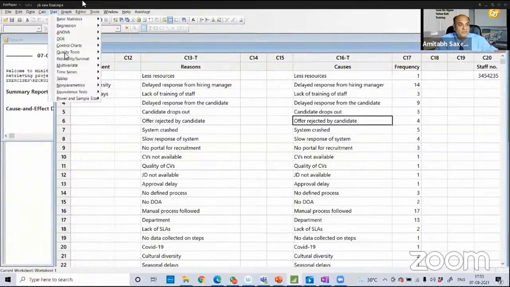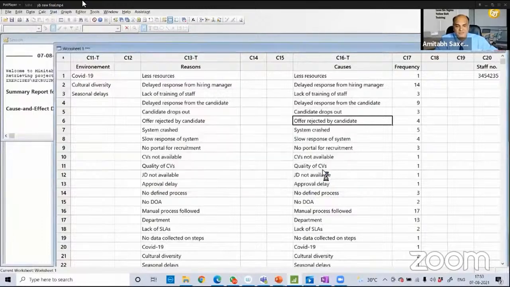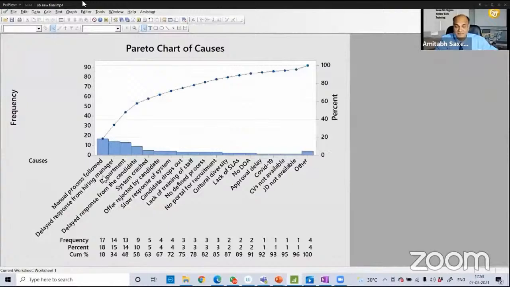Let me do a Pareto quickly. 80-20 rule. Okay. I got my reasons. 80% of my problems are due to these. Manual process followed. Delayed response from hiring manager, department. Some departments themselves are responsible. Some departments are very specific. Delayed response. Now this is preliminary investigation, dear friend.